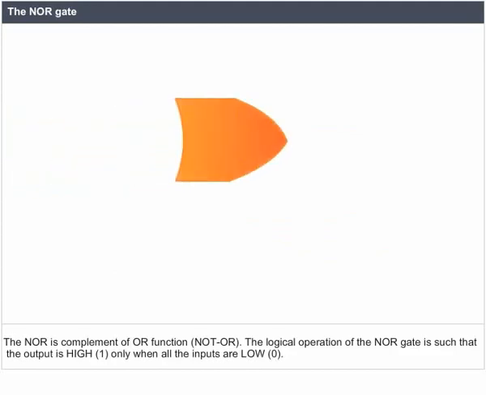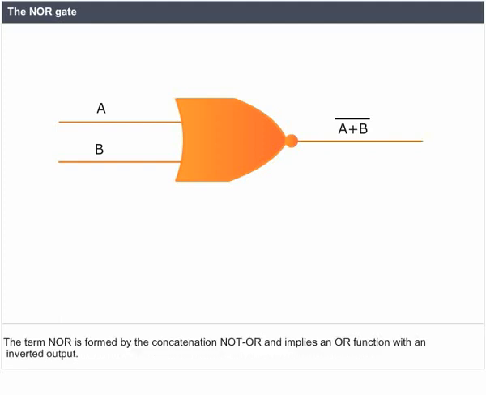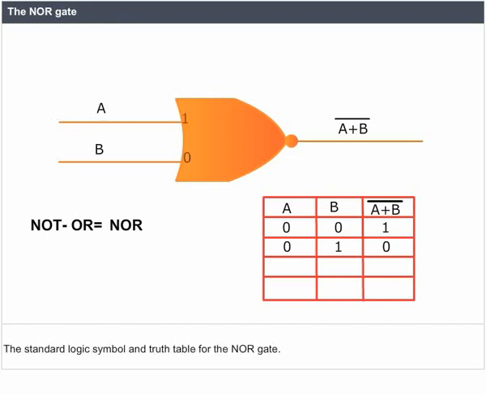The NOR gate. The NOR is the complement of the OR function, not OR. The logical operation of the NOR gate is such that the output is high, 1, only when all the inputs are low, 0. It is a very popular logic element because it may be used as a universal function. The term NOR is formed by the concatenation of not OR and implies an OR function with an inverted output, graphically represented as an OR gate followed by a small circle. The standard logic symbol and truth table for the NOR gate.